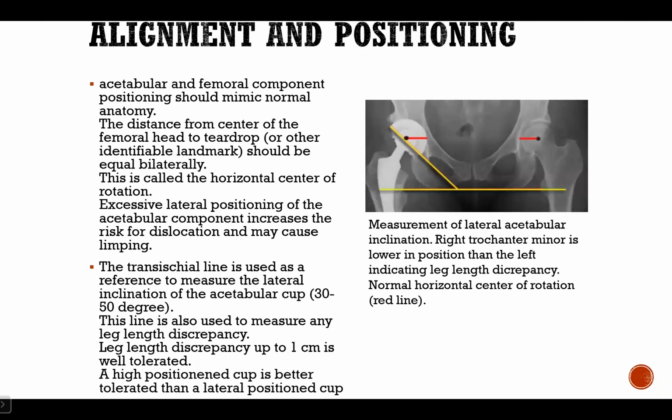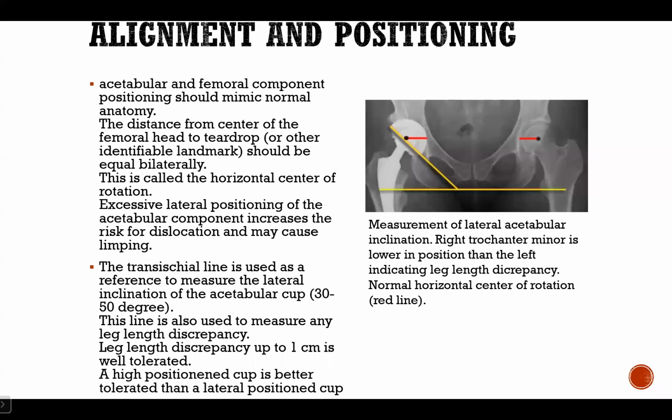Alignment and positioning. Acetabular and femoral component positioning should mimic normal anatomy. The distance from the center of the femoral head to the teardrop should be equal bilaterally. This is called the horizontal center of rotation. Excessive lateral positioning of acetabular components increases the risk of dislocation and may cause limping.